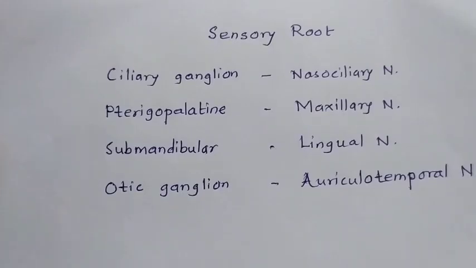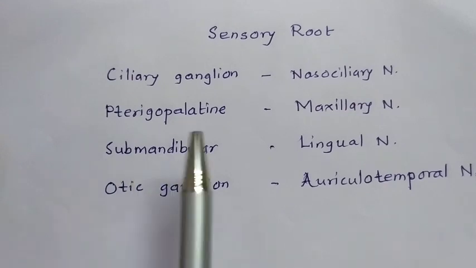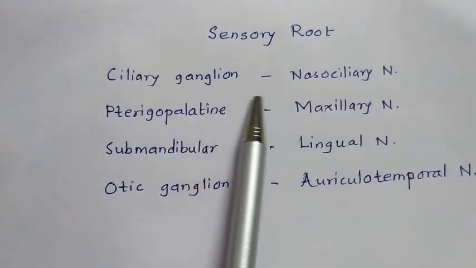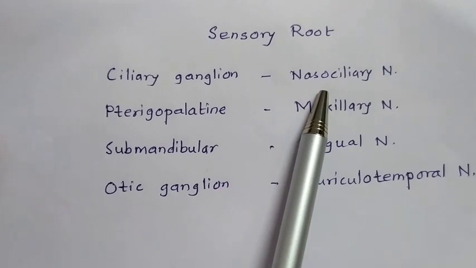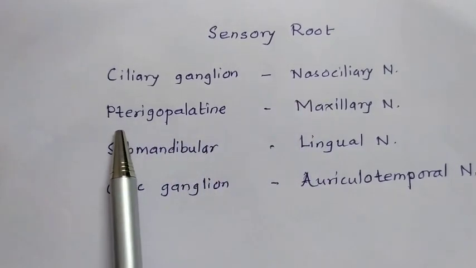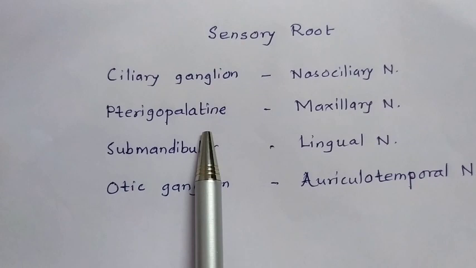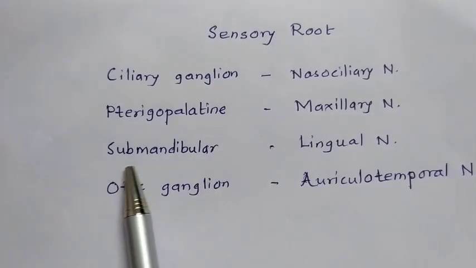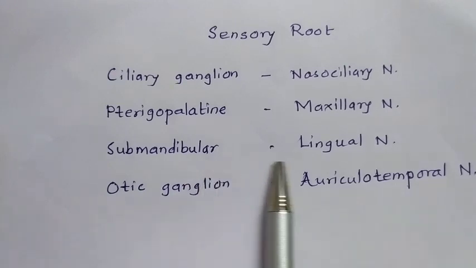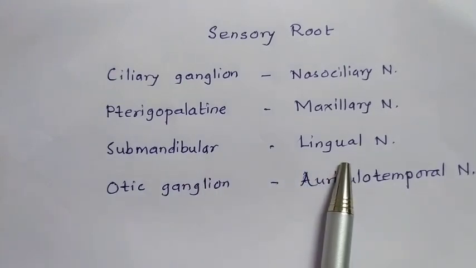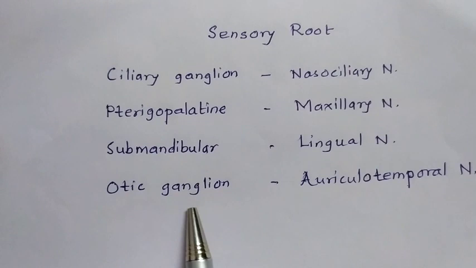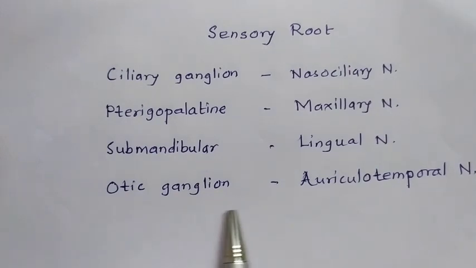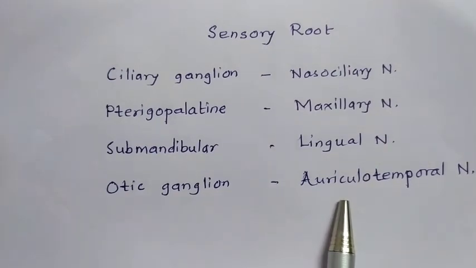The sensory root carries sensations. The sensory root for the ciliary ganglion is provided by the nasociliary nerve. The sensory root for the pterygopalatine ganglion is provided by the maxillary nerve, while the sensory root for the submandibular ganglion is provided by the lingual nerve, and the sensory root for the otic ganglion is provided by the auriculotemporal nerve.